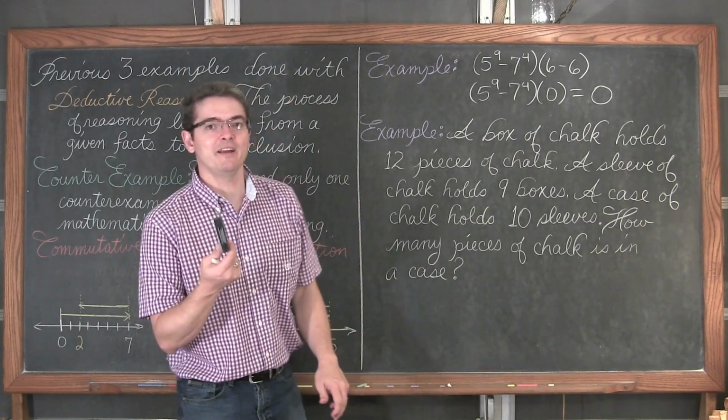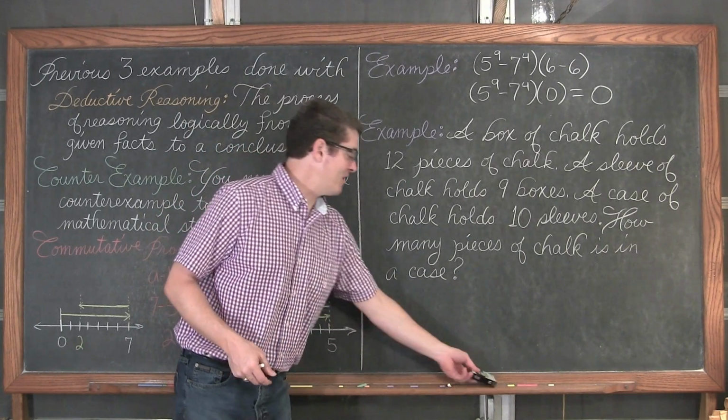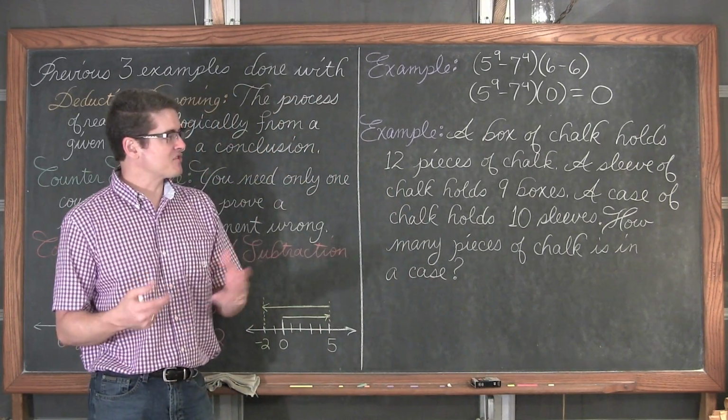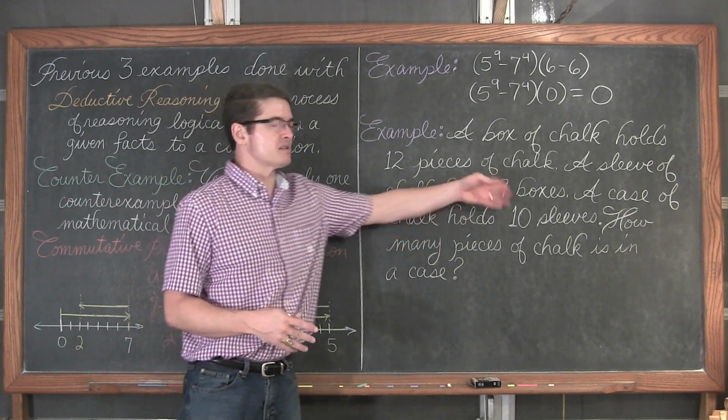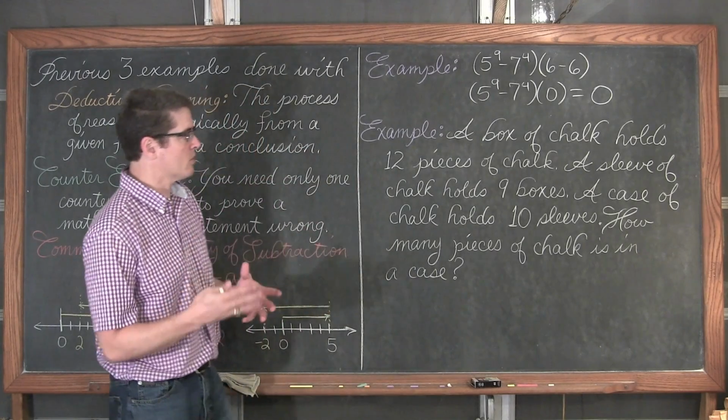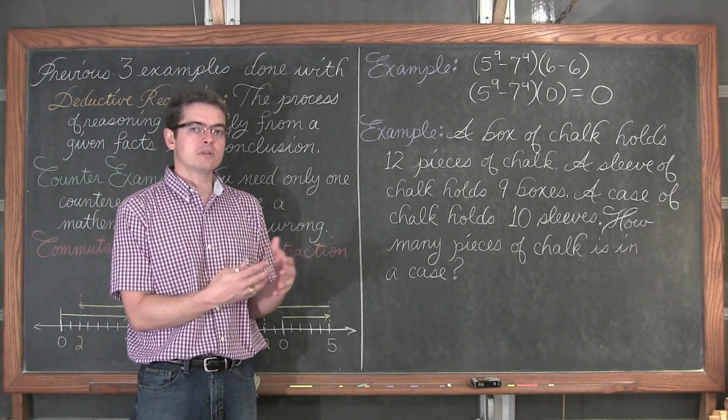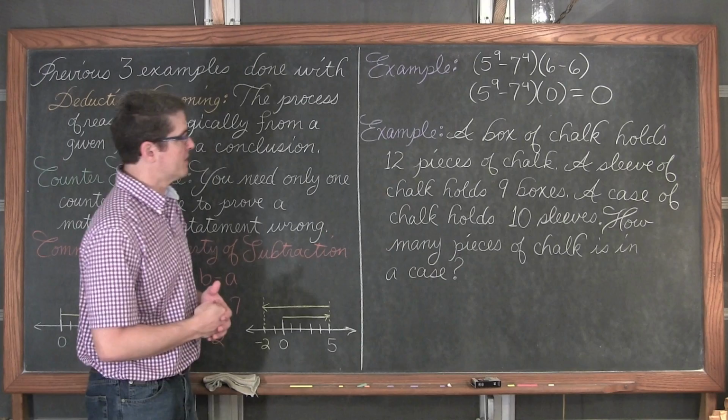A box of chalk holds 12 pieces of chalk. Just happen to have one right here. Actually, quite a few of them, you can imagine. And a sleeve of chalk holds 9 boxes, and a case of chalk holds 10 sleeves. Honestly, I made those numbers up, but I just wanted to give you a word problem that we'd have to think through and decide, what is the best approach of solving it.